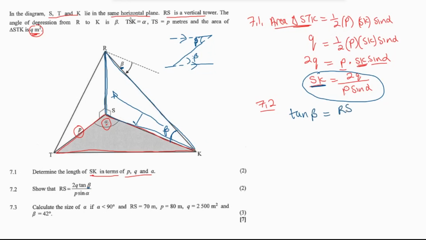So it's going to be RS over SK. And make RS the subject. So RS is equal to SK times tan beta. Now we have brought the tan beta, if you check here. And then this is SK. We can bring in this. Where there's SK, we put 2Q over P sine alpha. So RS is equal to 2Q over P sine alpha times tan beta. This tan beta. Right. So we've managed to prove that RS is equal to 2Q tan beta divided by P sine alpha.